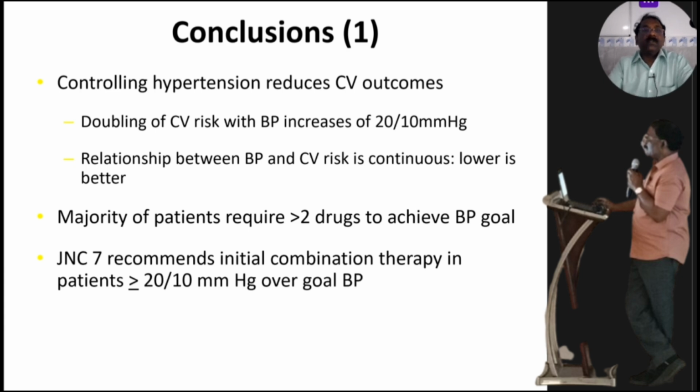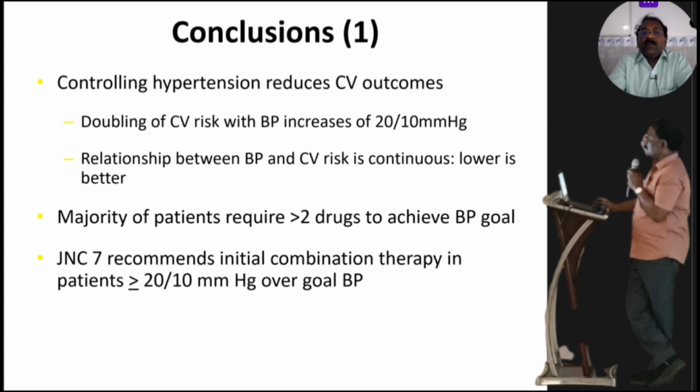So in conclusion, controlling hypertension reduces the CV outcomes. Doubling of the CV risk with BP increases of 20/10. Whenever the systolic is more than 20 and diastolic more than 10 above your target, the risk will be doubled. The relationship between BP and CV risk is continuous. Always lower is better. So 130 systolic and 135 systolic, 135 is dangerous. 135 systolic and 145 systolic, 145 is dangerous. So any BP more than 120 systolic, any BP more than 80 diastolic is always harm to the body.